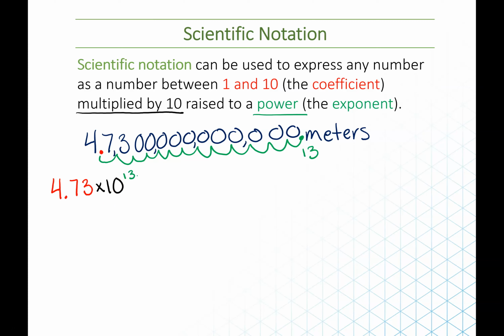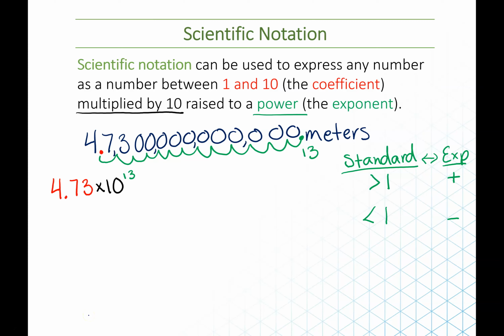And remember, we talked about our shortcuts. Your standard notation number determines your exponent, or your exponent determines your standard notation number. Okay? So if you have a standard notation number that is greater than 1, your exponent is going to be positive. Because this number was greater than 1, our exponent is going to be positive. Let's do an example of a number less than 1 where our exponent is going to be negative.